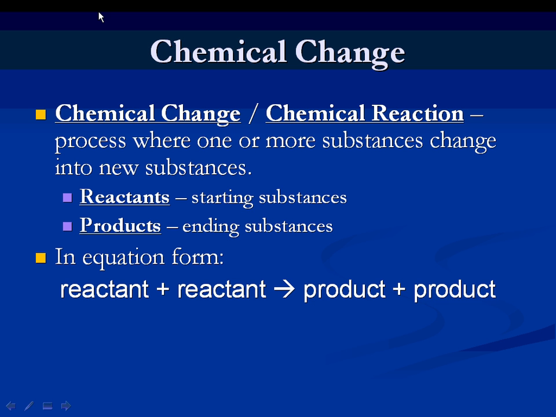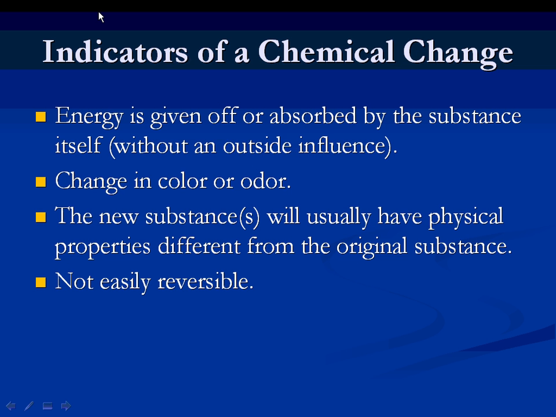Chemical changes, on the other hand, another name for this is chemical reactions, result in completely new substances with completely new properties, new colors, new odors, completely new stuff. So you will have a chemical change anytime you have these changes in color and odor. It'll usually have new physical properties. It won't be easily reversible, and it'll involve absorbing heat or giving off heat without an outside influence.